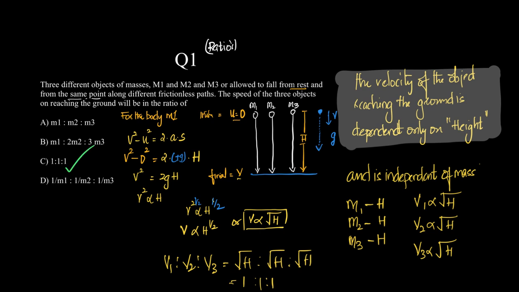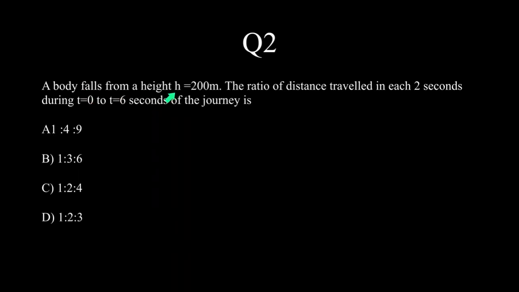A body falls from height h is equal to 200 meter. The ratio of distance traveled in each 2 seconds during t is equal to 0 to t is equal to 6 seconds of the journey is.